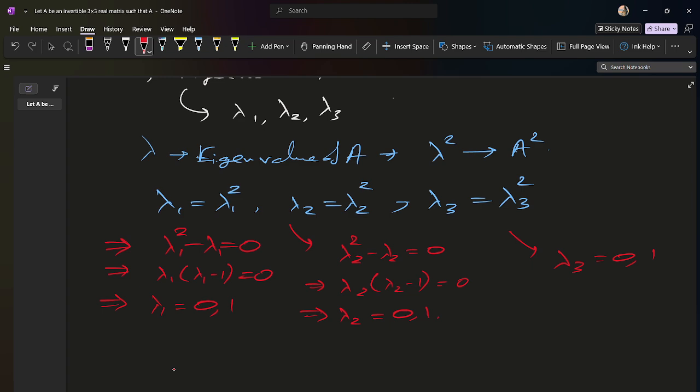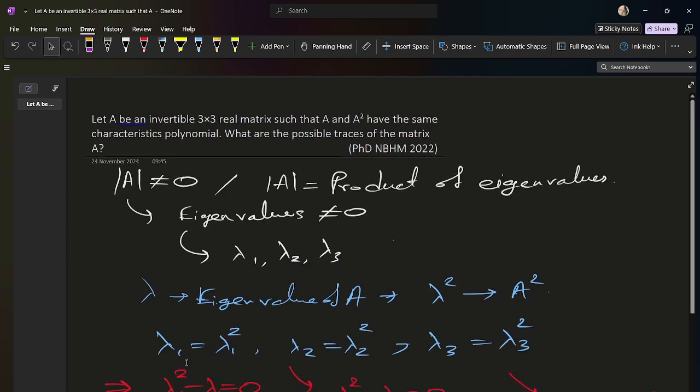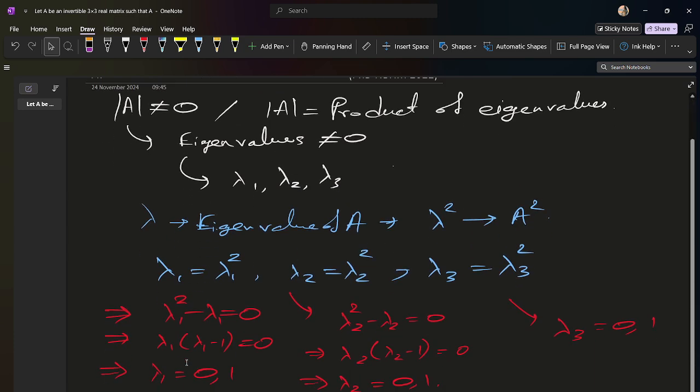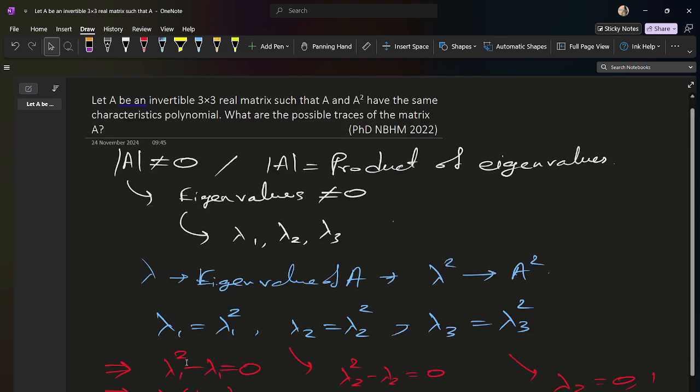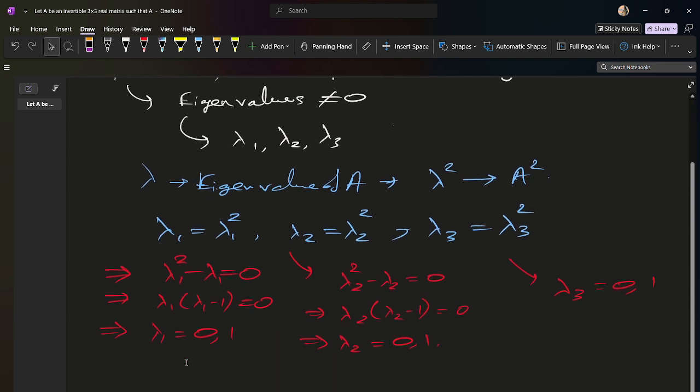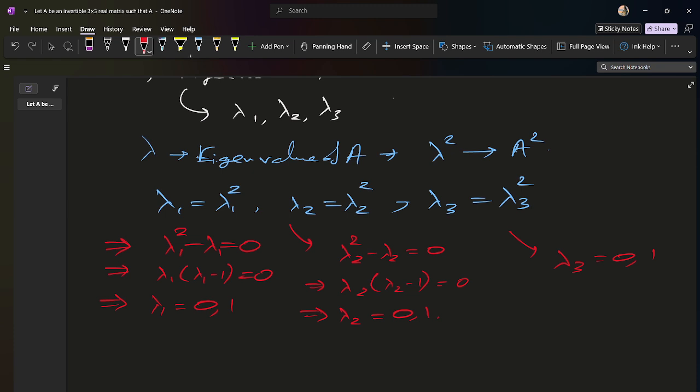As we know that the matrix is invertible, we only take these values, because the eigenvalues can never be 0.